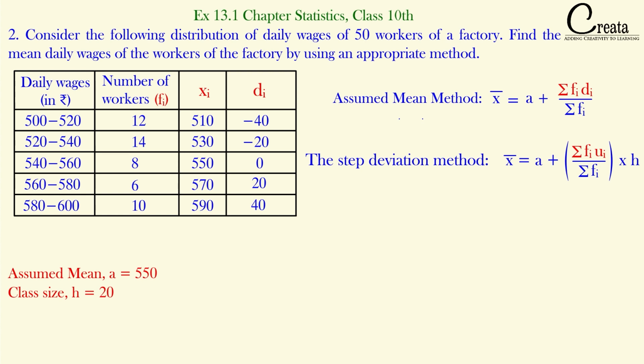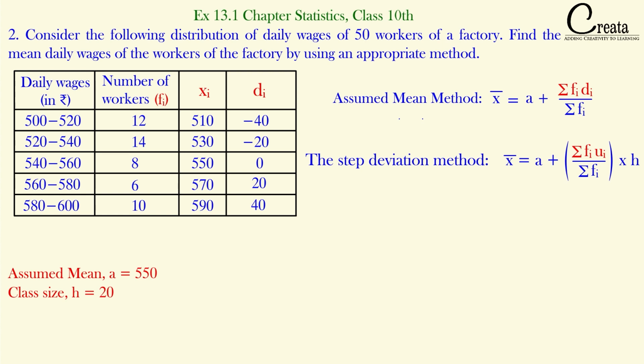And we can easily divide the deviation, all these numbers, by the 20. Like 40 by 20, it is 2. 20 by 20, it is 1. Like 0 by 20, 20 by 20, 40 by 20. We can easily divide all the deviation values with the class size.